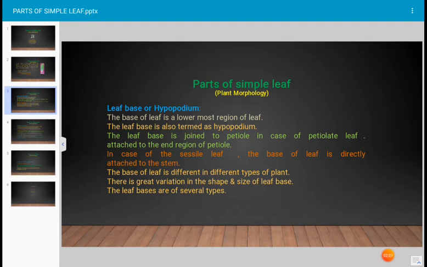When the leaf has no petiole, it is described as a sessile leaf, and a sessile leaf is directly attached to the stem or branches of the plant. The base of the leaf is different in different types of plants. There is great variation in shape and size of the leaf base. Again, these characteristic features play a very important role in identification of a specific type of plant. The leaf bases are of several types.